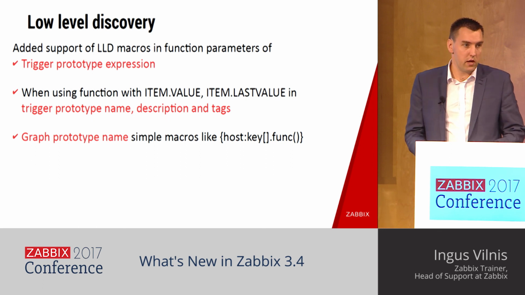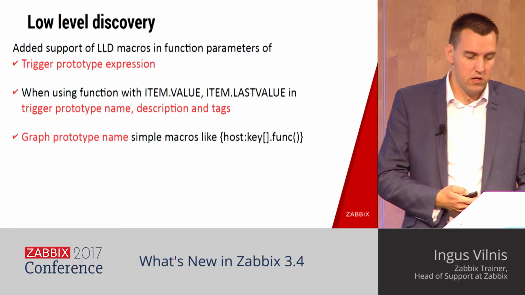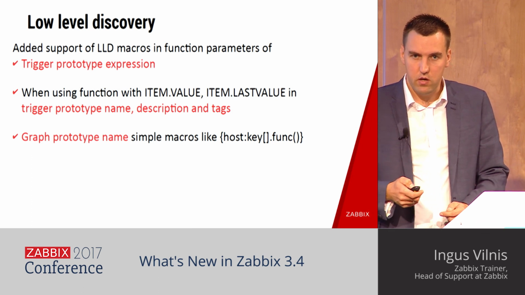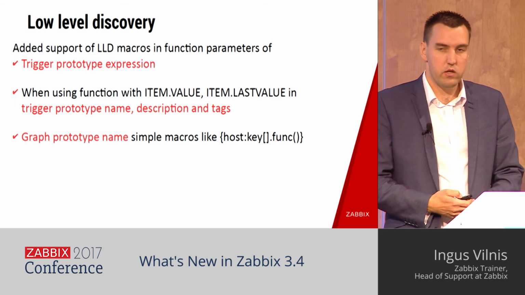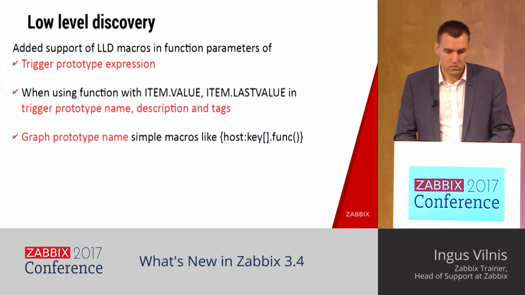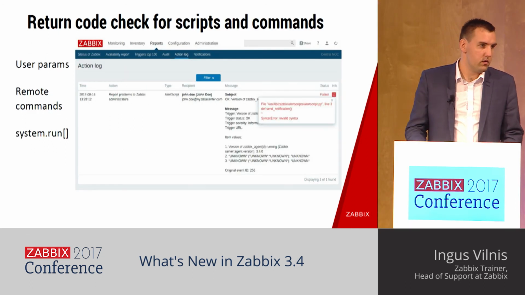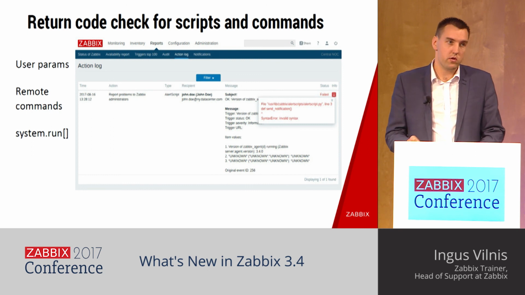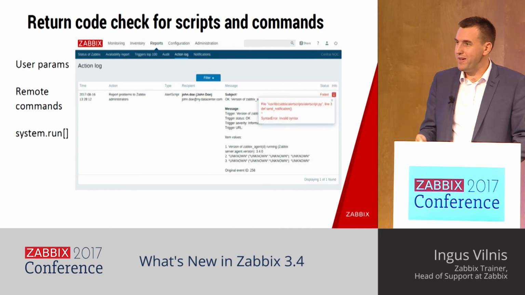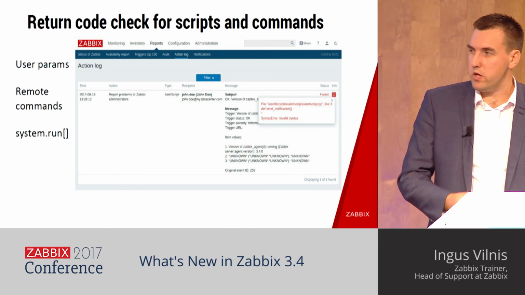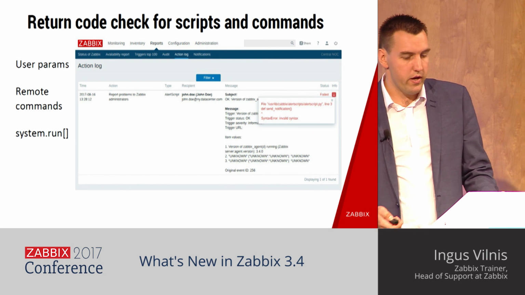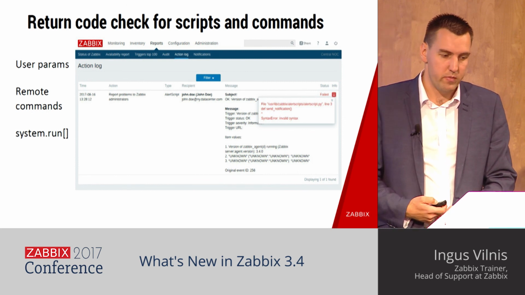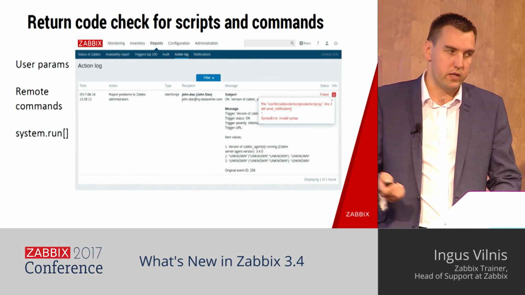Low-level discovery has received a few improvements. Low-level discovery macros can now be used in function parameters of trigger prototypes, also in correlation in the tags, and in graph prototype names. If you run remote commands, then also a new great thing is that Zabbix respects and returns the error code if the script failed, if it ran with a return code other than 0, which is okay, and gives you more detailed error messages for user parameters, remote commands, and system run item keys.